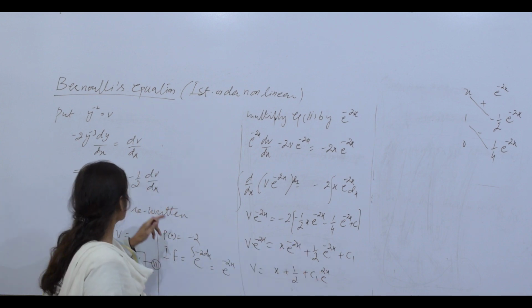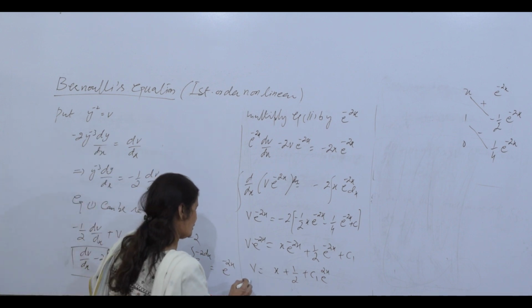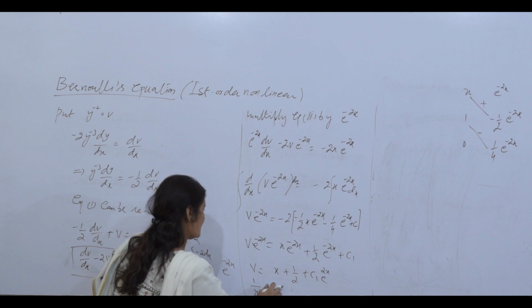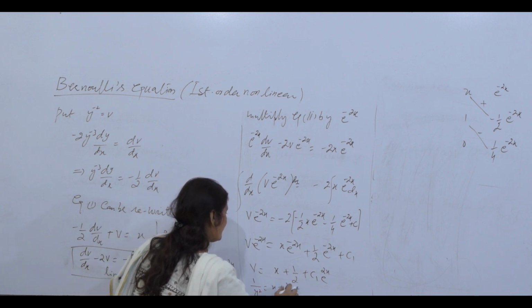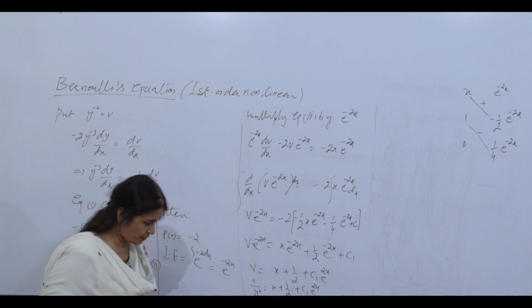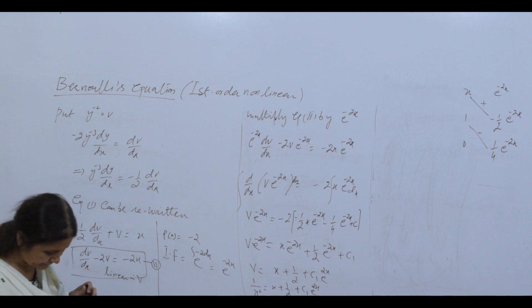But what is your v? v is y minus 2, so it is 1 over y square. Or you can have x plus half plus c1 e 2x. This is the required solution of the Bernoulli equation, which is non-linear.